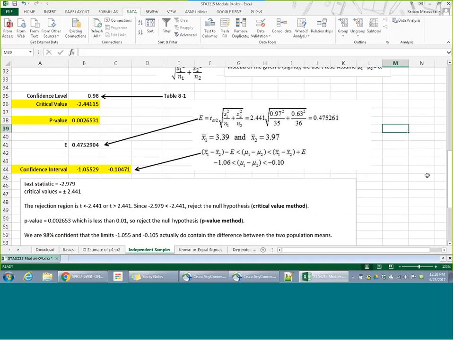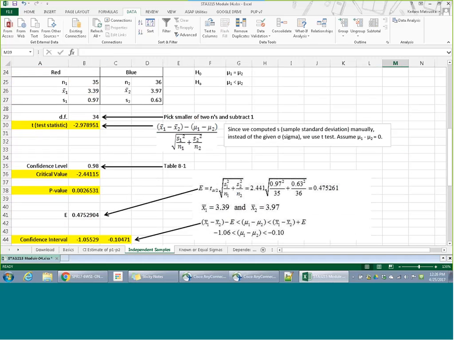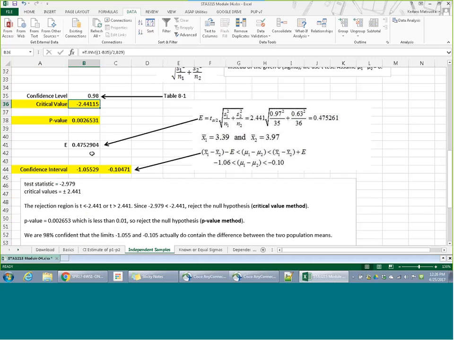We know the test statistic is this. The critical value is this. So compare these two numbers, and you see that the test statistic is smaller, or greater, depending on what you see. But this is smaller than the critical value. So if the test statistic is outside the interval, again, you reject the null hypothesis. So that's the critical value method.